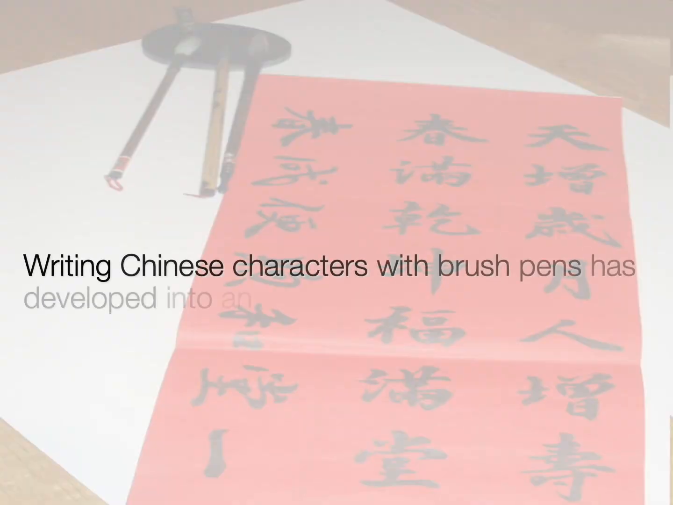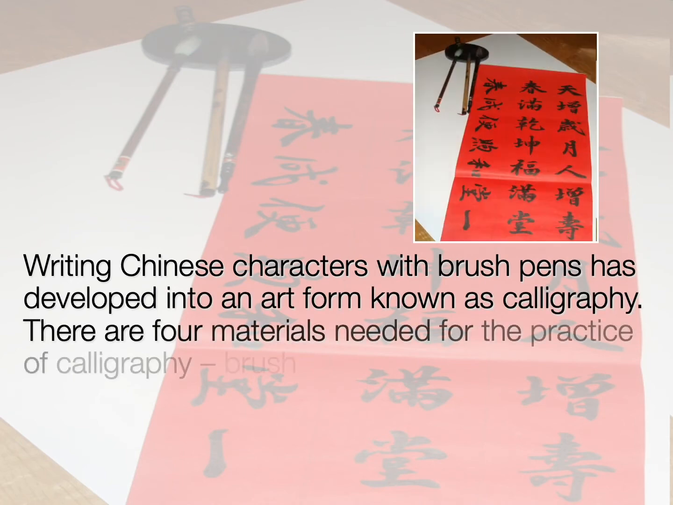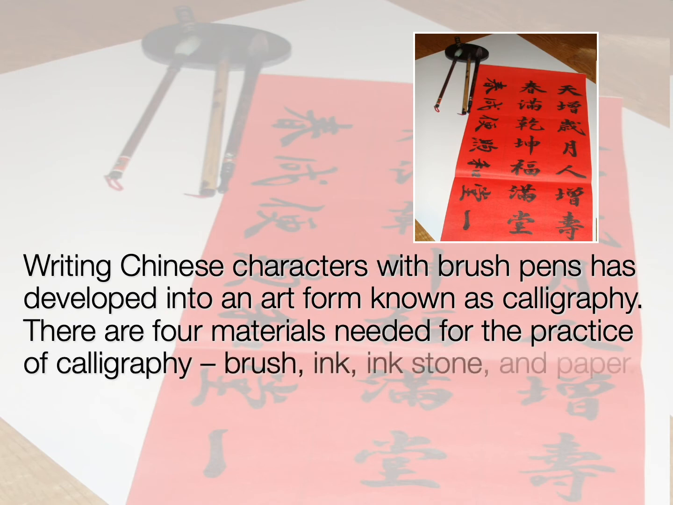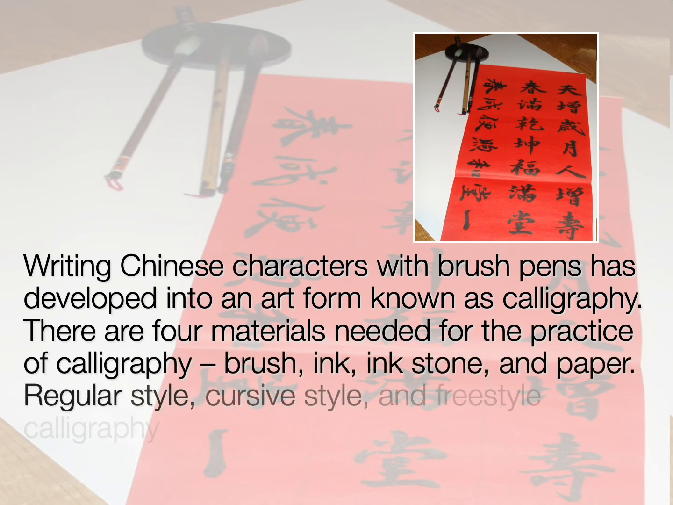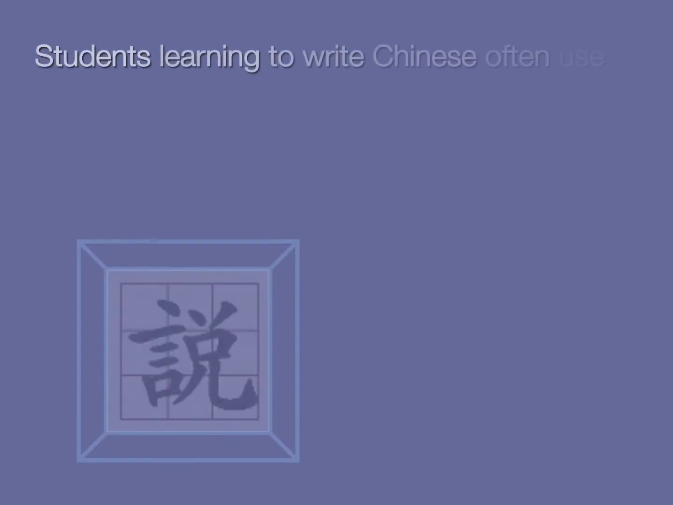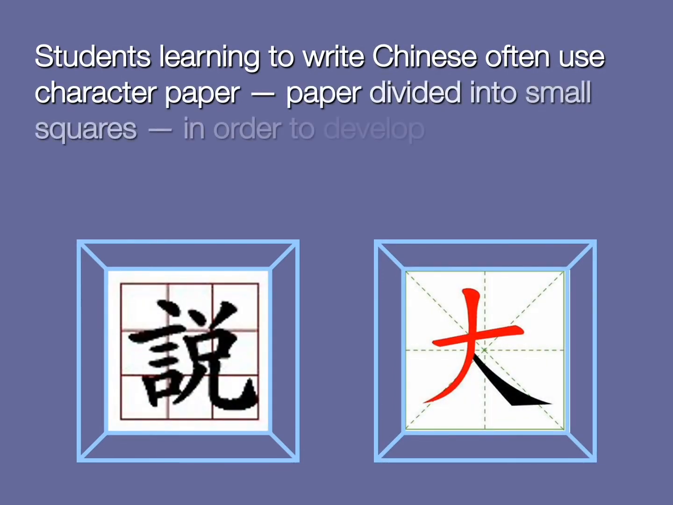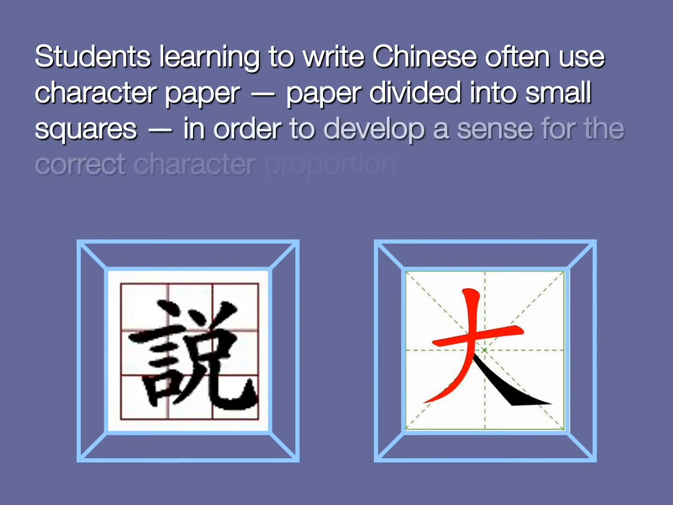Writing Chinese characters with brush pens has developed into an art form known as calligraphy. There are 4 materials needed for the practice of calligraphy: brush, ink, inkstone, and paper. Regular style, cursive style, and freestyle calligraphy are the 3 main styles of Chinese calligraphy. Students learning to write Chinese often use character paper divided into small squares, in order to develop a sense for the correct character proportion.